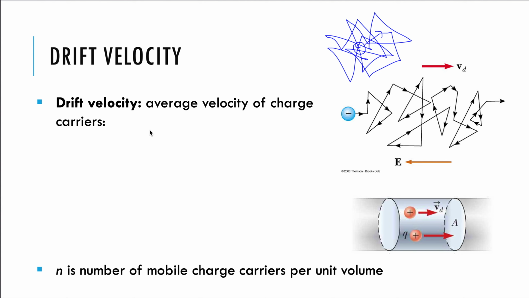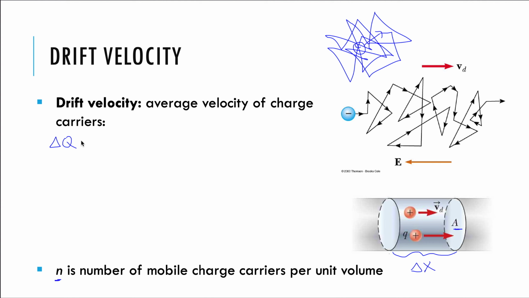So to find an expression for v sub d, we first want to define n, lowercase n, as the number of mobile charge carriers per unit volume. And again, the charge carriers in the metals, which is what we're dealing with here, are the electrons. So first, let's get an expression for the amount of charge that is moving through a conductor. And let's look at a conductor here, which is cylindrical, having cross-section area A. And let's look at the motion of the charges moving a length delta x.